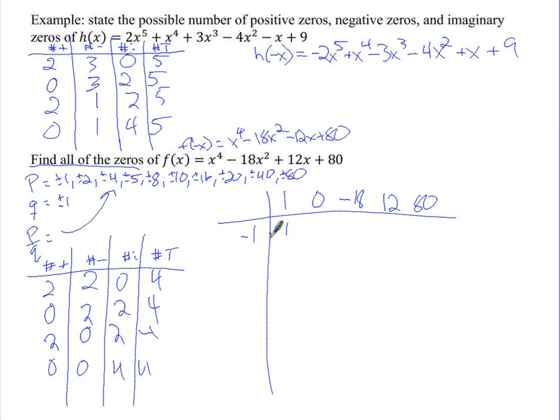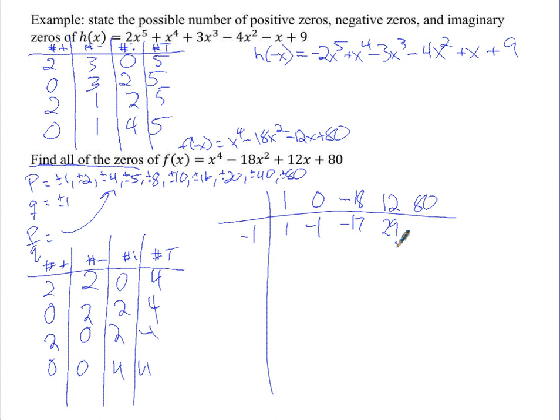The 1 comes down, times negative 1 is negative 1, plus 0 is negative 1. Multiply and I get 1. Add and I get negative 17. Multiply and I get 17 plus 12 is 29. Is this one going to work? No. So as soon as you see it's not going to work, you can stop. You're not going to finish it. Well, negative 1 didn't work, but that doesn't mean we're doing things wrong.